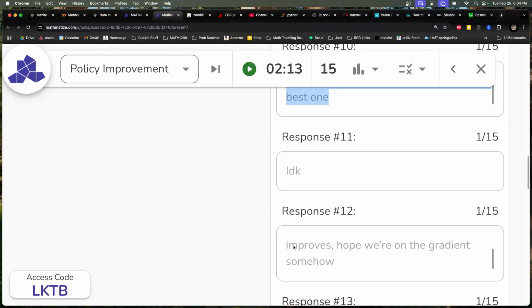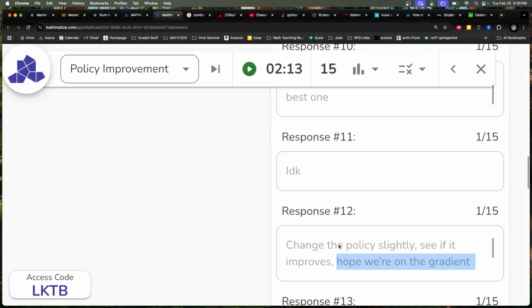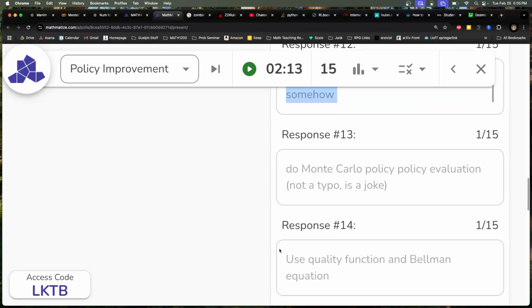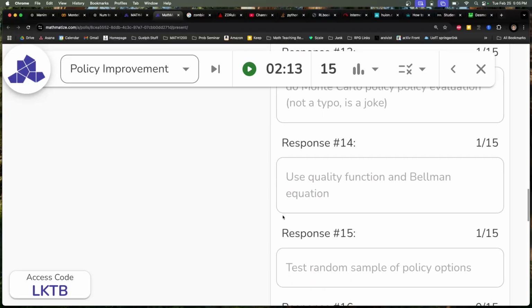Okay, change the policy slightly. Yeah, this gradient thing is what we're going to be doing next week. So you guys have to figure out how to use the quality functions, the Q functions. Okay, let's go in the code.